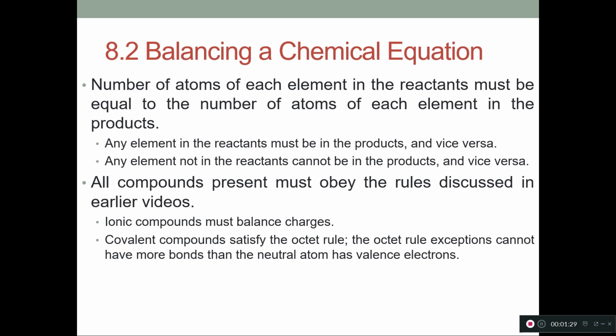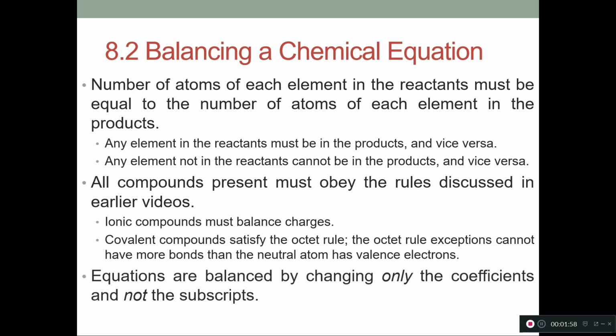And similarly, covalent compounds that satisfy the octet rule must have their octet rule satisfied, and anything that does not obey the octet rule must follow the rule that they can't have more bonds than what the neutral atom has in valence electrons. Essentially what this means is when we're balancing the equations, we cannot change the subscripts on things. So equations are balanced by changing only the coefficients and not the subscripts. Because if we change the subscripts, then we would be disobeying the rules that we established in previous videos about how these different compounds exist.